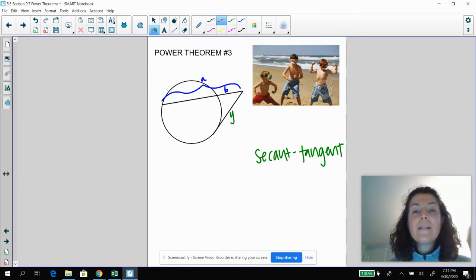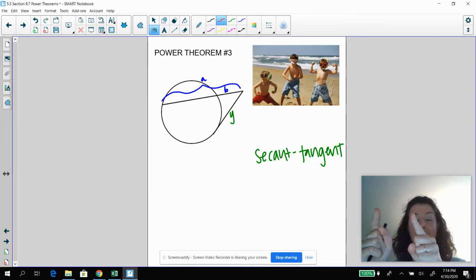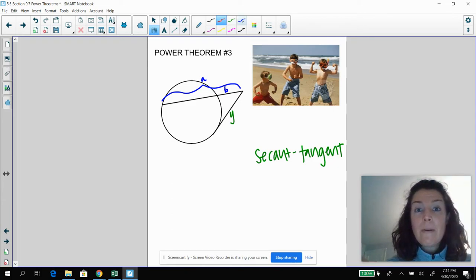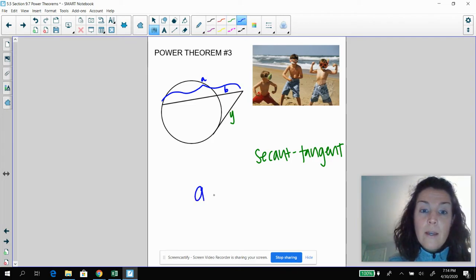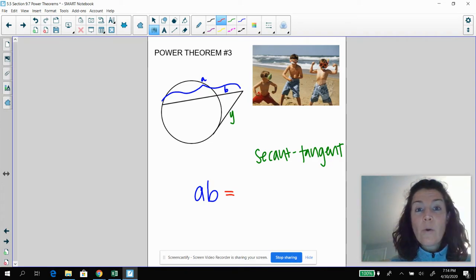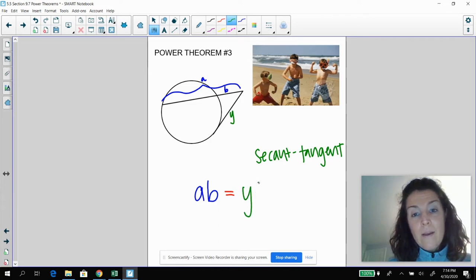Now, if you remember, secant was the whole thing times the outside, the whole thing times the outside. So this secant tangent is actually the same thing. Look, the top is going to be the whole thing times the outside. But if you look at that tangent down below, the whole thing and the outside are the same thing. So if I multiply the whole thing by the outside, it's going to be y squared.